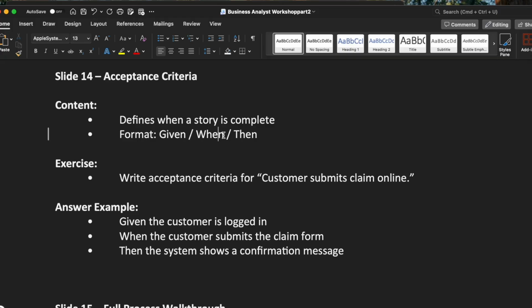Given means power is there. That means that's a perfect situation. When means what you do. Then means what you expect to see. So like that, you see: given the customer is logged in, when the customer submits the claim form, then the system should show a confirmation message.